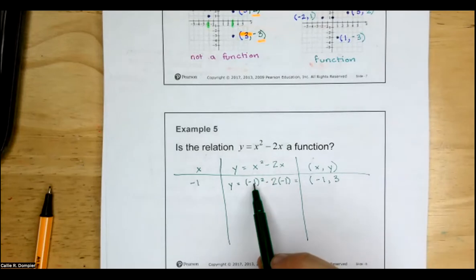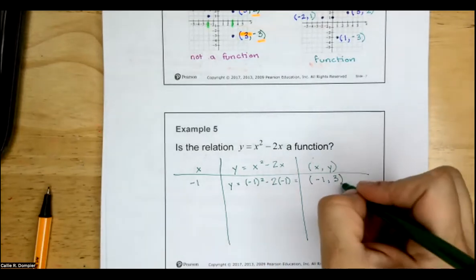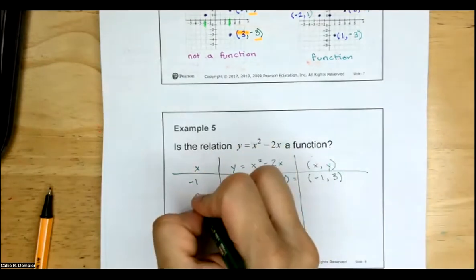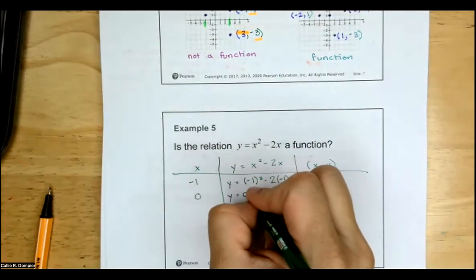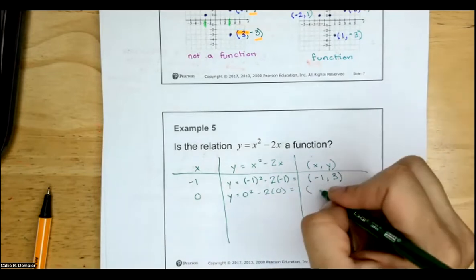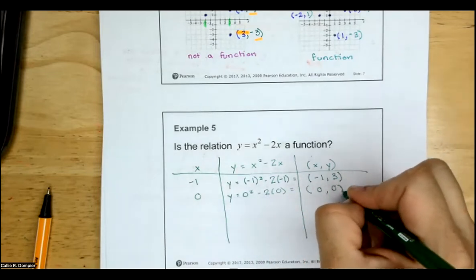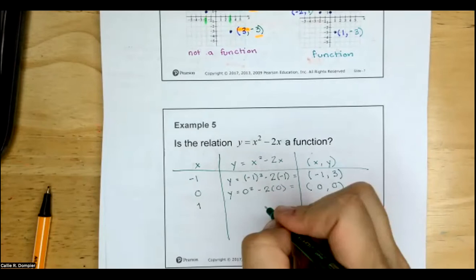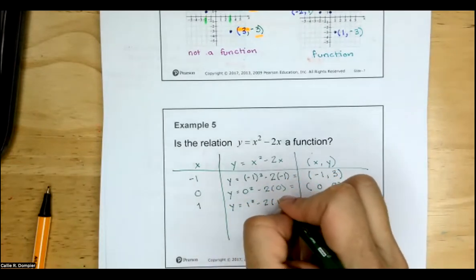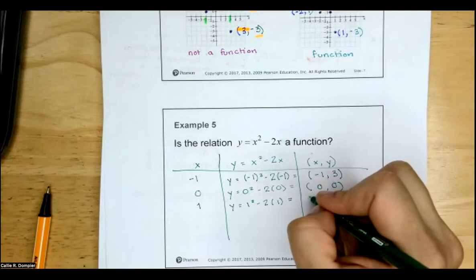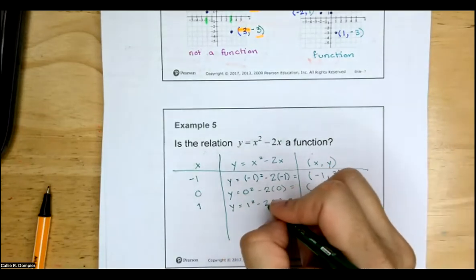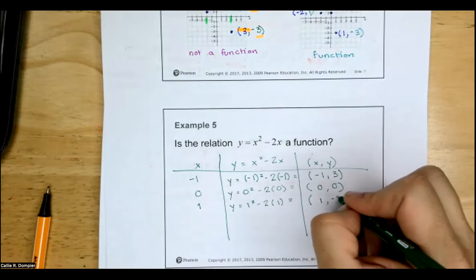1 squared. Yeah. Yep. All right. And then 0. Y equals 0 squared minus 2 times 0. That just gives me 0. So when x is 0, y is 0. And the number 1, y equals 1 squared minus 2 times 1 equals 1 squared is 1, -2, so -1.